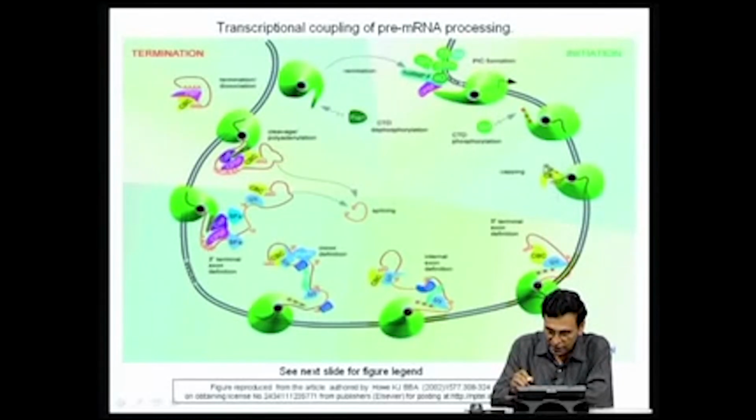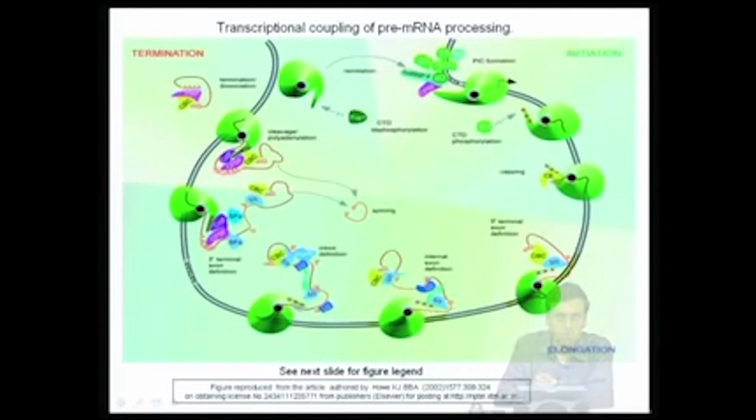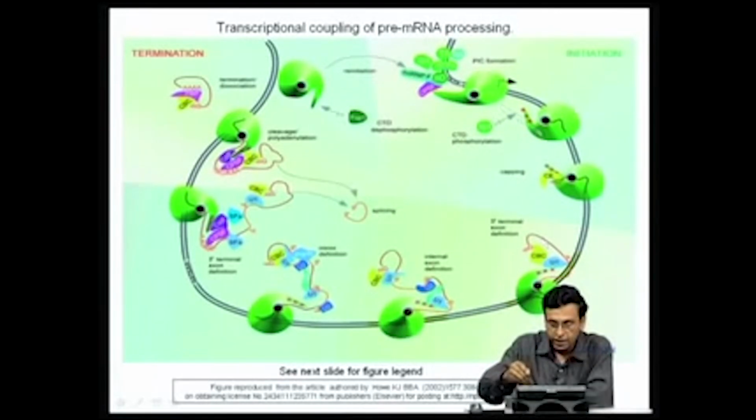And once the capping is over, the enzymes involved in splicing hop on to the RNA polymerase II CTD and carry out the splicing process. These three steps show various splicing events taking place and the introns getting spliced out. Basically, both the capping machinery as well as the splicing machinery are functioning as the transcription is proceeding.